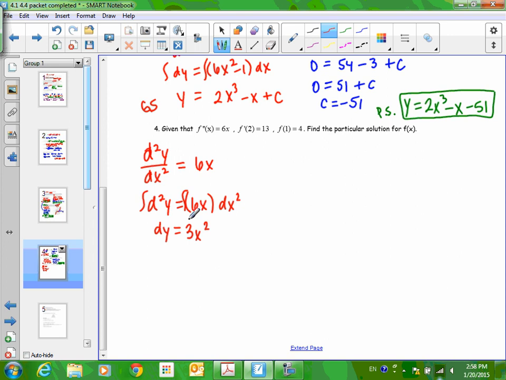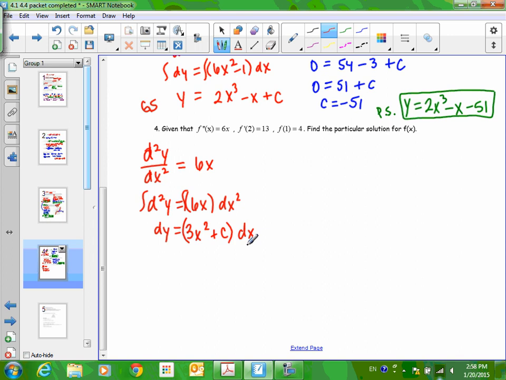You might have written this as 6 times 1/2 x squared. Either way, it's 3x squared. And I have a plus c, and I'm going to put this in parentheses, and I'm going to write dx, because I did take a derivative with respect to x, but I still have one left.